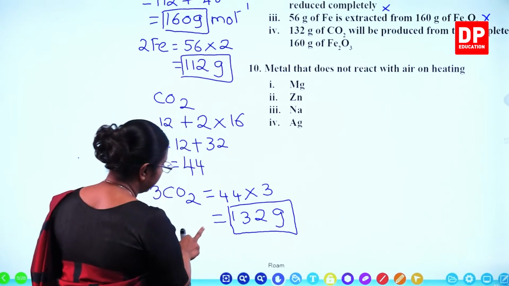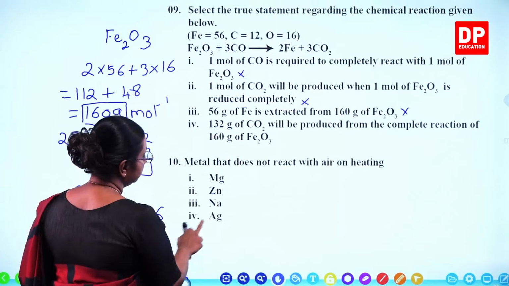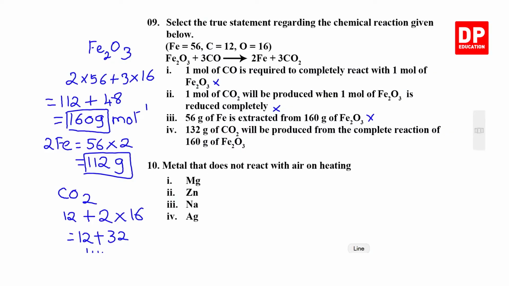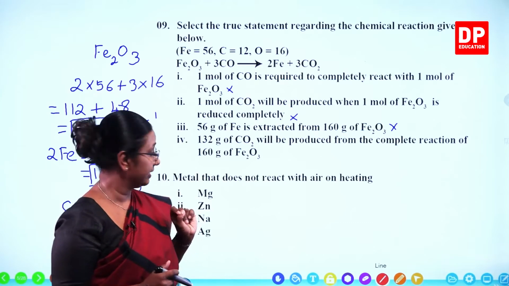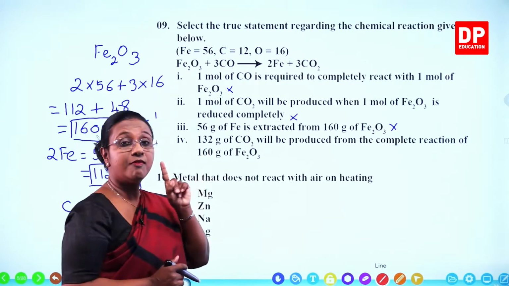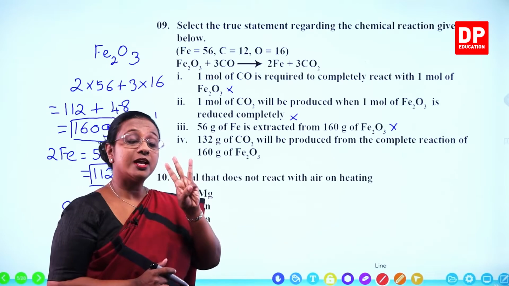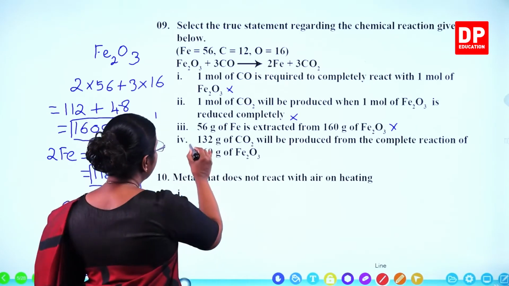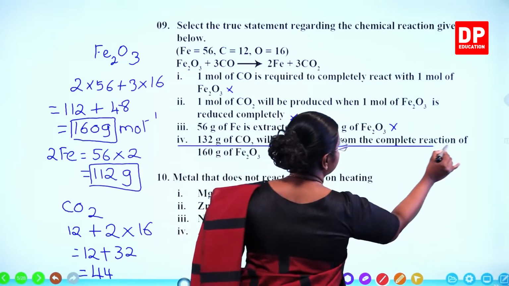So if we look at the answer, 132 grams of CO2 will be produced from the complete reaction of 160 grams of Fe2O3. That is correct, no? Fe2O3 we calculated as 160 grams. Carbon dioxide was 44. So there are 3 moles, that is equal to 132 grams. So that is the true statement.